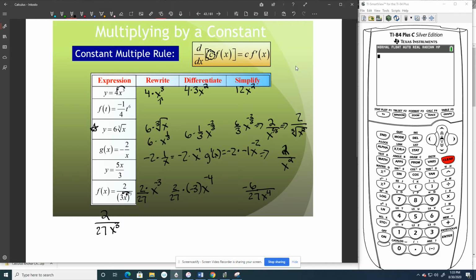And then I think this simplifies even more because this becomes what? -2 over 9 x to the 4th. And that negative can be in front, on top, bottom, wherever you want. Okay. So you've got a couple more here you can try on your own. If you have questions about them, we'll take a look at those in class.